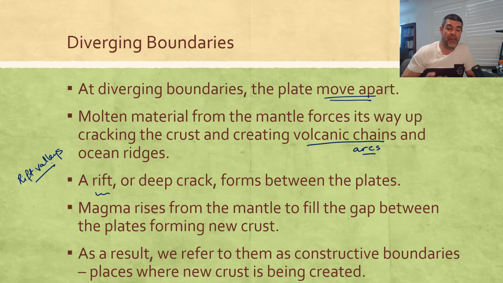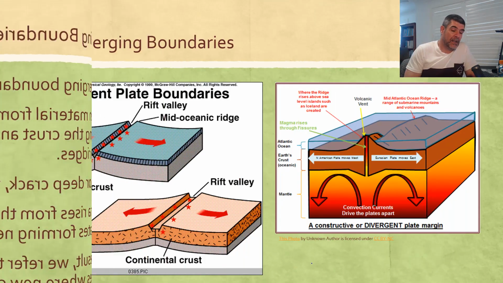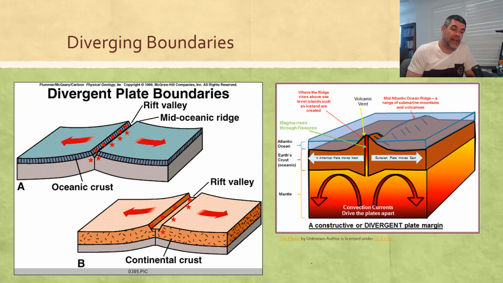The magma from the mantle continues to rise up, emerge as lava, and form new crust. And so that's why we call these constructive boundaries, because we have the creation of new crust. A couple of different types of divergent boundaries where we have oceanic crust being created at a mid-ocean ridge.